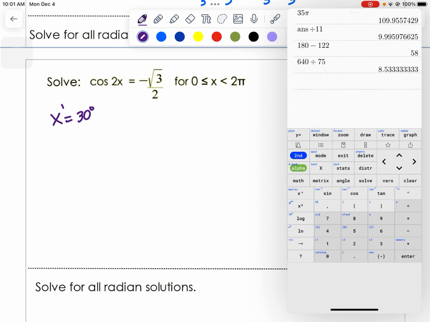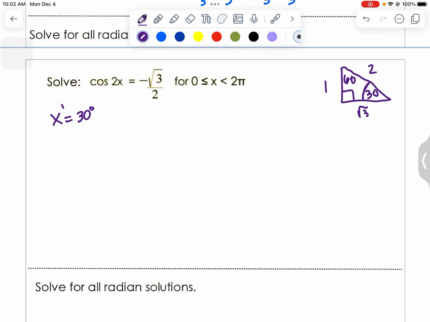So if you did inverse cosine of negative square root of 3 over 2, you would get the same answer. So just trust me.